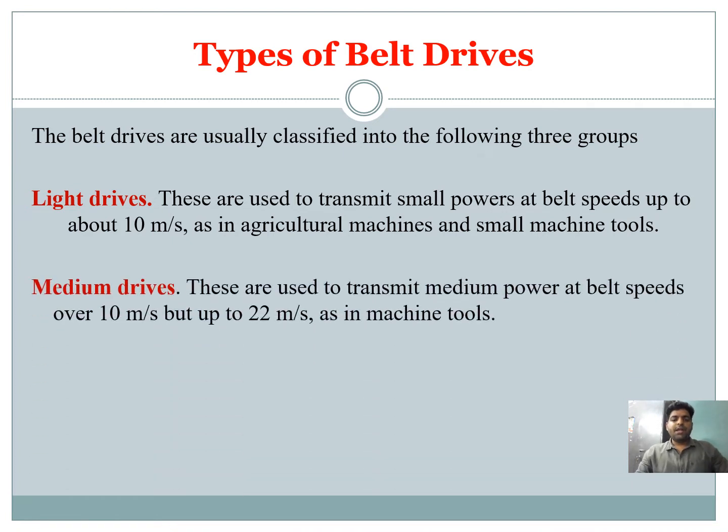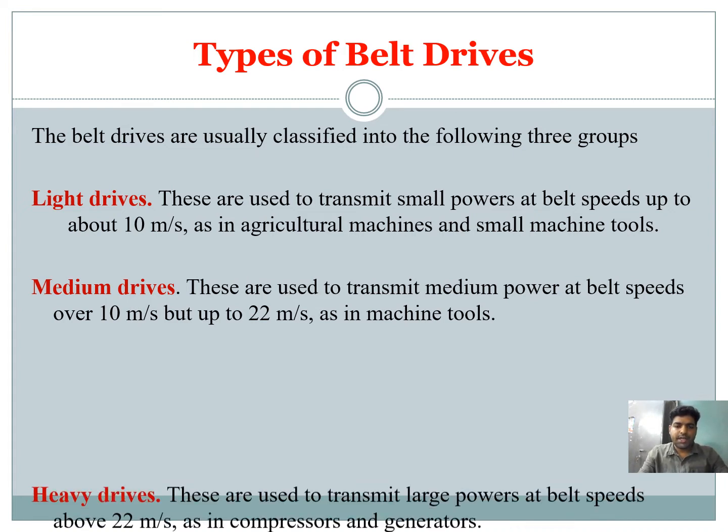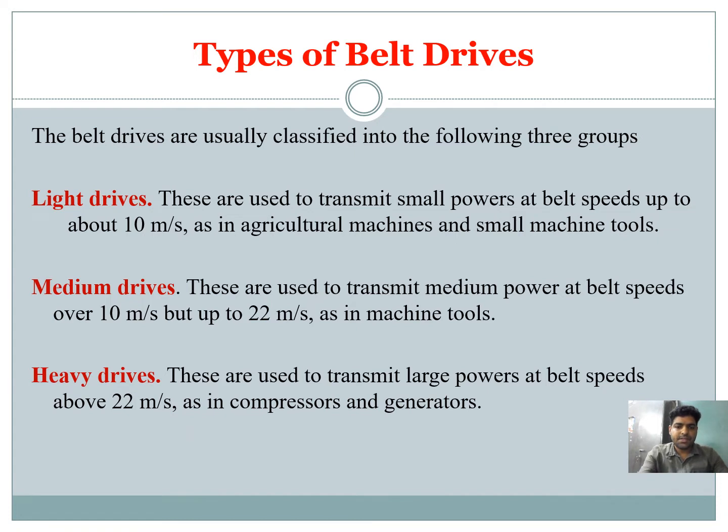Second one is medium drives. These are used to transmit medium power at belt speed over 10 meters per second up to 22 meters per second. This is basically used in small lathe machines and DC motors, where the machine is not that small, but it is used in a small operation area. And third one is heavy drives. Heavy drives are used to transmit large power at belt speeds above 20.